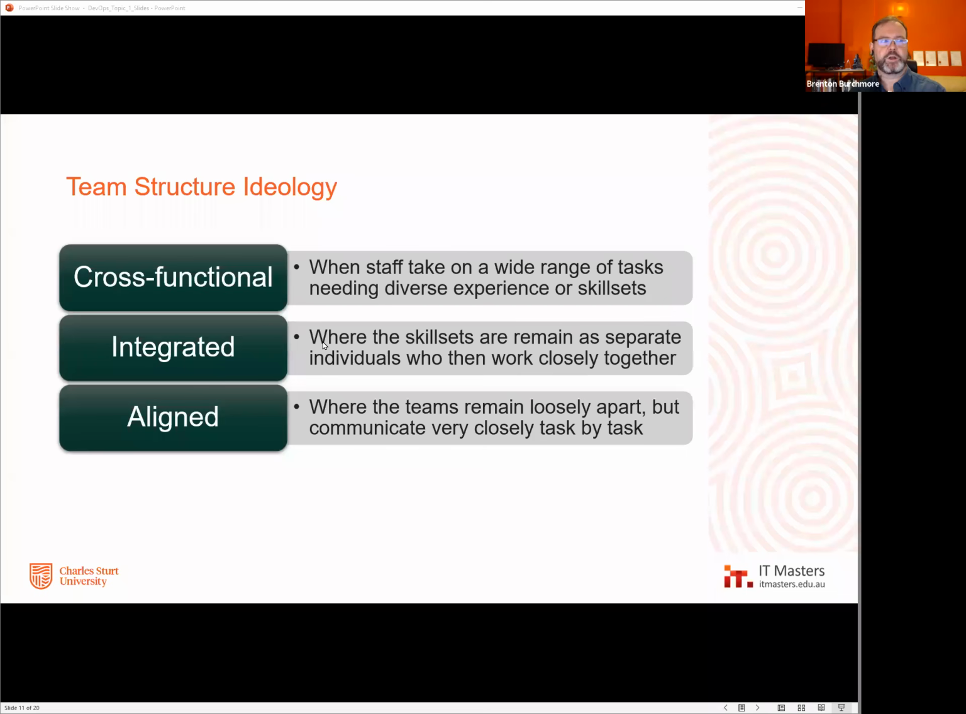Then you have the idea of teams that are actually separate teams, but they're aligned in such a way that the way they communicate and the way they work is very closely together on a task-by-task basis. So they might identify as being this team or that team, but they work so closely together that those differences blur and are lost and overtaken by the synergies that they get out of that day-to-day, moment-to-moment interaction.